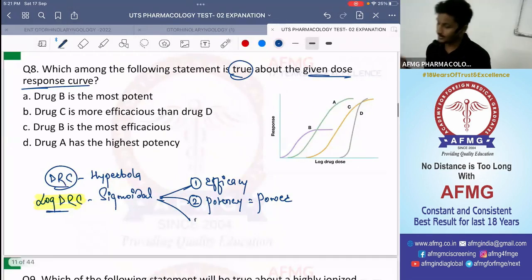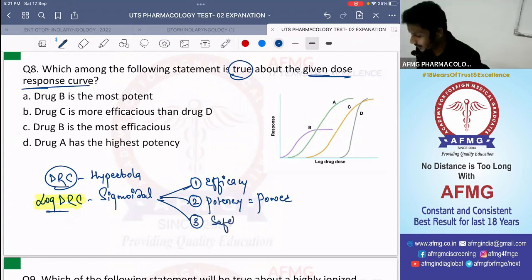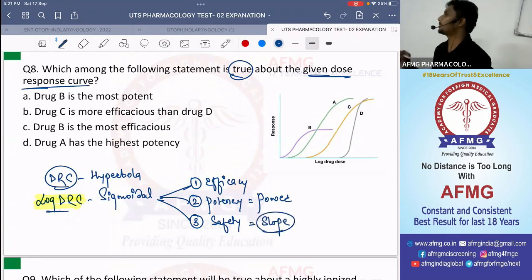That is what is potency. And the third thing that it will tell you about is the safety of the drug, or the therapeutic index, you can say. It tells you about the safety profile of the drug. And safety is told by the slope.